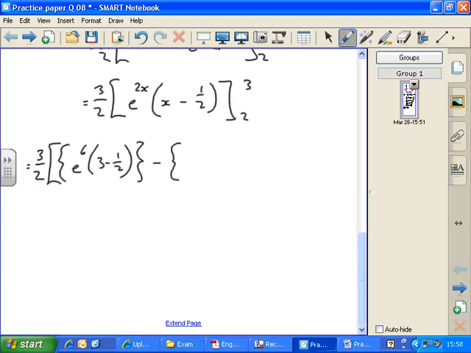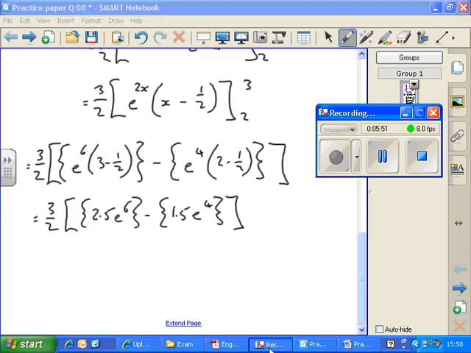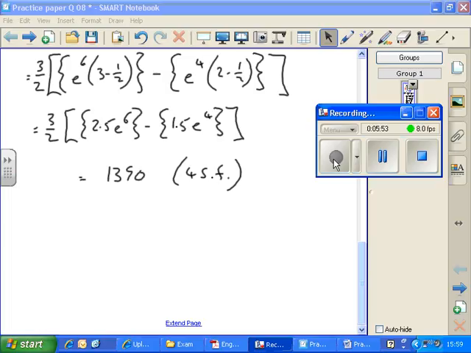minus e to the 2 times 2 is 4, 2 minus a half. So I can tidy that up before I get my calculator out. So what's that going to be? 3 minus a half is 2.5. 2.5 e to the 6 minus 2 minus a half is 1.5 e to the 4. And now I get my calculator out and work out the answer. And I get 1,390 to 4 significant figures.